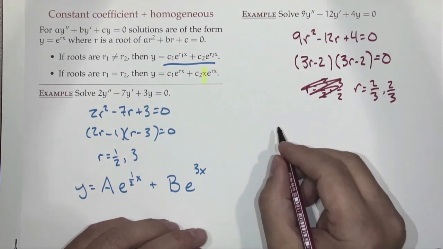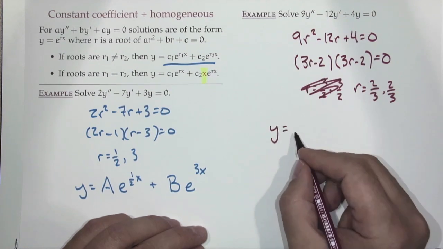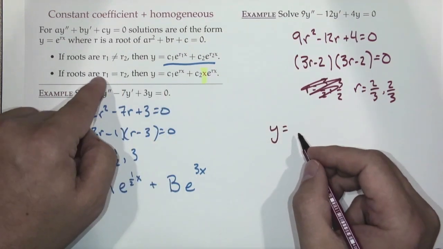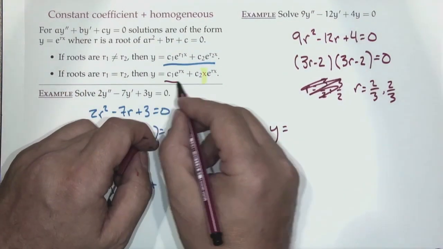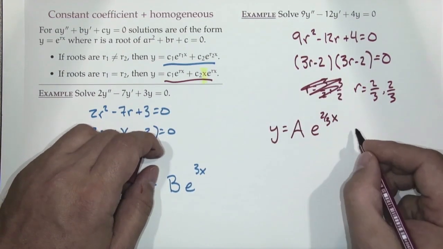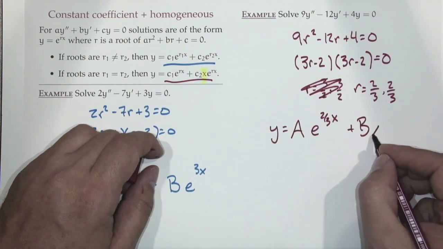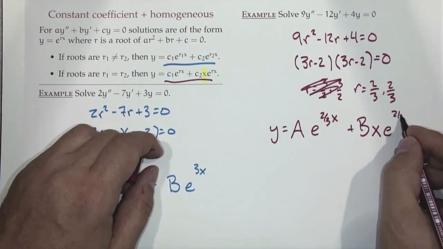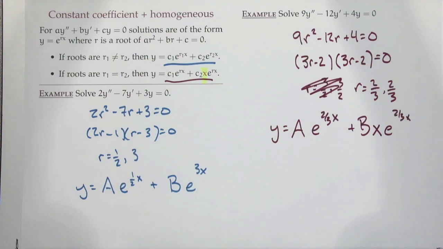All right, so what does the solution look like? Well, it's repeated roots, so now we're in this case. So some constant times e to the 2/3 x plus some other constant times x e to the 2/3 x. All right, we'll stop here.